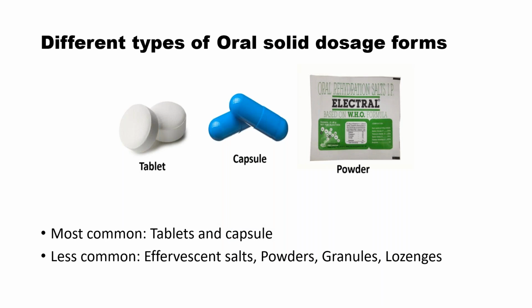So the different oral dosage forms are there. They can be tablets, they can be capsules, there can be powders. As we all know, the most common dosage forms are tablets and capsules. Also, we have some other less common solid dosage forms, for example, effervescent salts, powders, granules, and various lozenges.